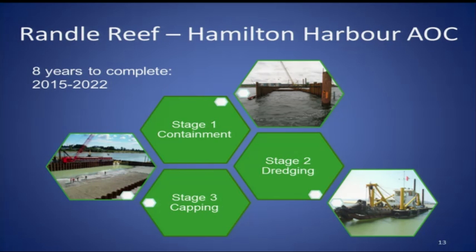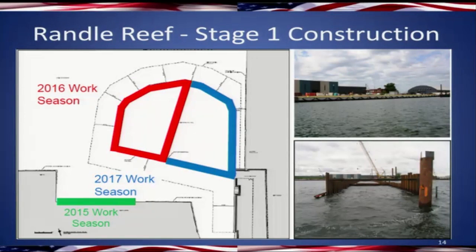It will be accomplished in three stages, with the first stage being to construct a 6-hectare, double-walled, engineered containment facility, or ECF, to contain nearly 700,000 cubic meters of polycyclic aromatic hydrocarbon-contaminated sediments. The project started in September of 2015 with the reconstruction of an adjacent pier necessary to facilitate dredging later in the project. And that's shown in green in the drawing on the slide and in the upper right photo. This part of the project is now complete.